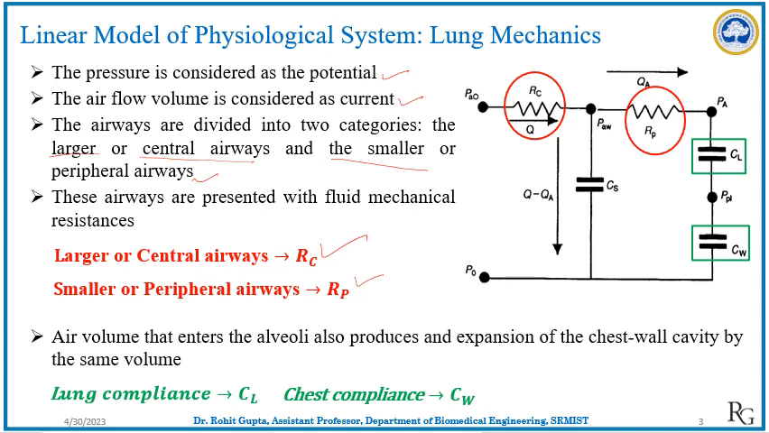So the expansion developed in the chest wall cavity and the alveoli are considered as the lung compliance and chest compliance. The lung compliance is considered as CL and the chest compliance is considered as CW, and it is represented as a capacitor in the circuit.